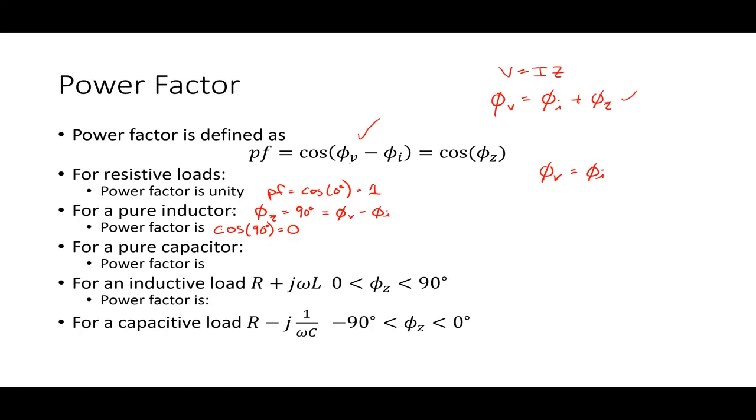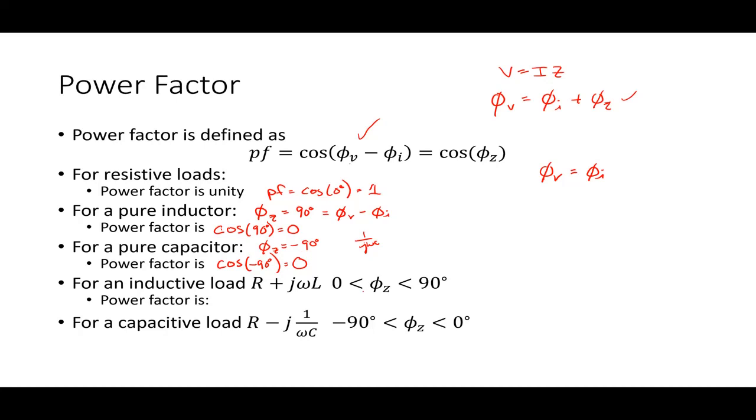For a pure capacitor, phi sub z is negative 90 degrees, right? 1 over j omega C. This too is cosine of negative 90 degrees. Cosine of negative 90 degrees is also 0.